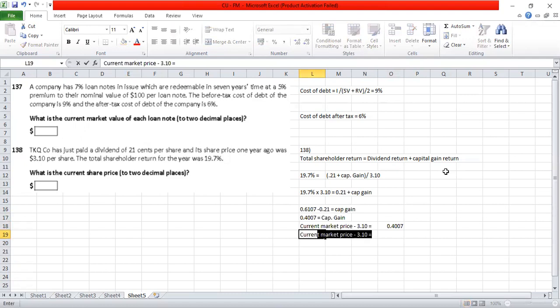So the current market value is equal to 0.4007 plus 3.1. Ma'am, 3.5007. So we can round it off and take it as 3.5. So the current market share price is 3.5, given the total shareholder return. Okay. Done. We'll wind up the class here.